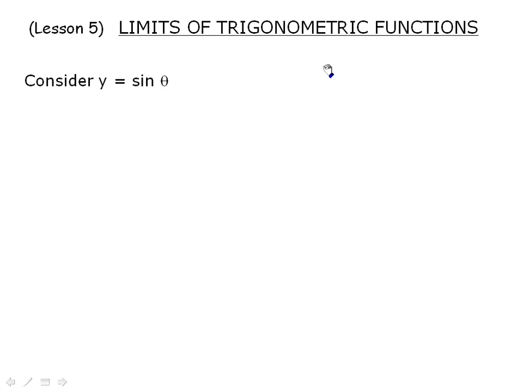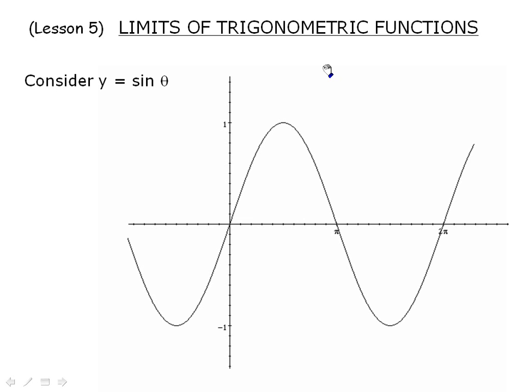So to start things off, let's just consider a regular sine curve looking like this. And if you were to analyze this by inspection, not anything too fancy, the limit of sine theta as theta approaches 0 is going to be equal to 0. So as you get closer and closer to this value, the y value, as x gets closer and closer to 0, y gets closer and closer to 0.